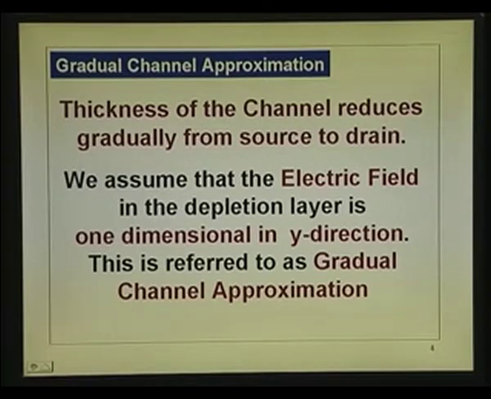Because after all, voltage across the depletion layer is equal to Q N D into W squared by twice epsilon 0. So, that is the implication of that. This is referred to as the gradual channel approximation. You can just say that the channel is gradually changing. The correct thing is the field is only in the vertical direction. That is the assumption, which holds good when the channel lengths are long.